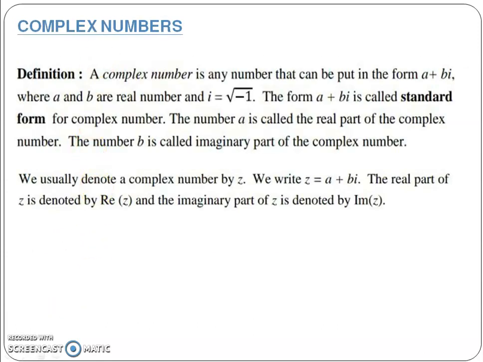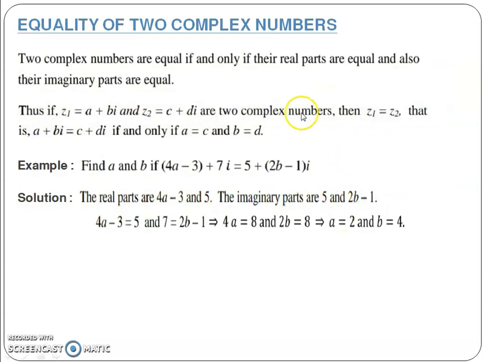So now let's define the complex numbers. A complex number is any number that can be put in the form a plus b iota, where a and b are real numbers. The number a is called the real part of the complex number. The b part is known as the imaginary part of the complex number. They are also denoted by Re z and Im z respectively. Next is the equality of two complex numbers.